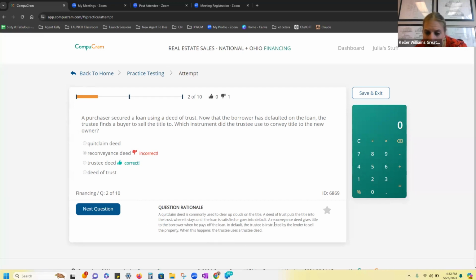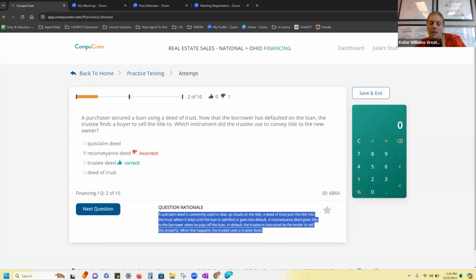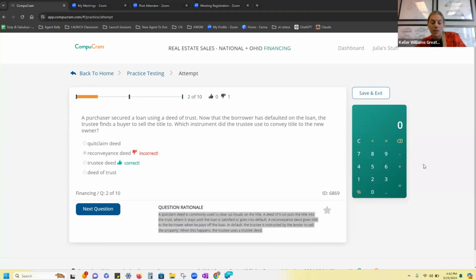But then a reconveyance deed gives title to the borrower when he pays off the loan, and then in default, the trustee is instructed by the lender to sell the property. When this happens, the trustee uses a trustee deed. Gotcha. Okay, good to know. Yeah, it was tough.